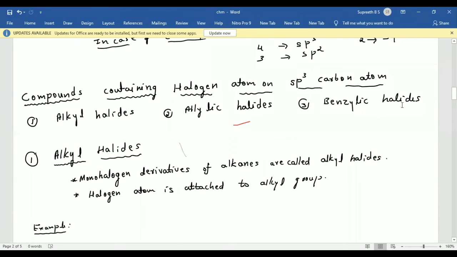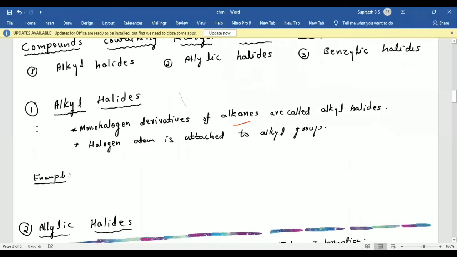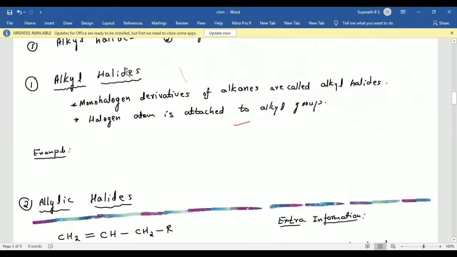First you have to take the reference carbon atom, then you have to count the number of sigma bonds present in that particular carbon atom. If 4 sigma bonds are present, then that is sp3. We'll discuss that in detail. First we'll go for alkyl halides. First classification is alkyl halides.